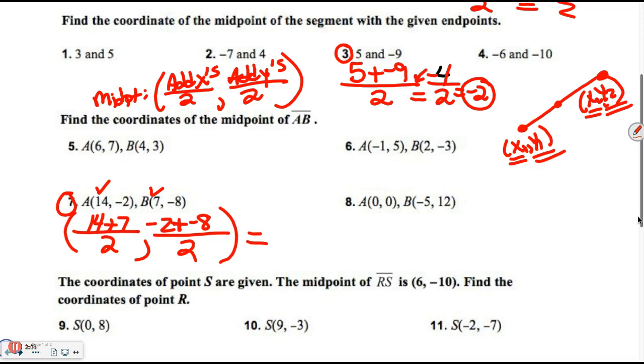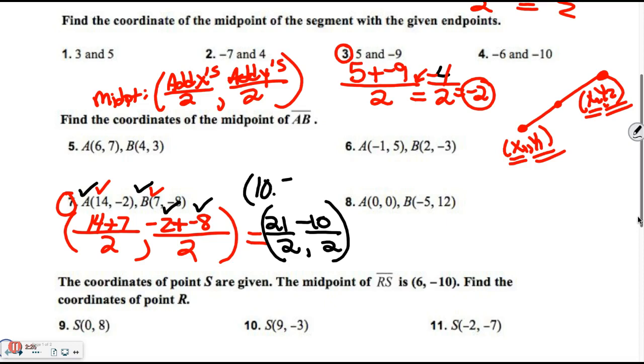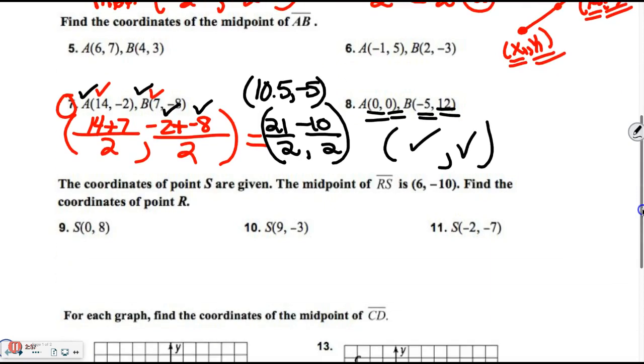My X's, my 14 plus 7 is a 21 over 2. And my negative 2 plus negative 8 is a negative 10 over 2. So my midpoint on a graph, if I were to plot this point and plot this point, the point that's right smack in the middle would be 10.5, negative 5. So again, you just add the X's, divide by 2, goes in the first slot. Add the Y's, divide by 2, goes in the second slot. Easy peasy.